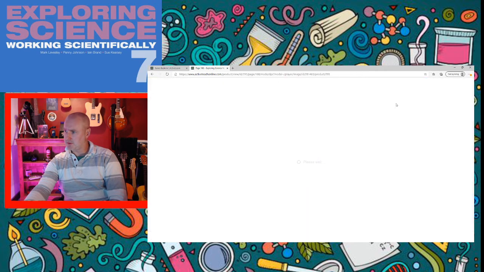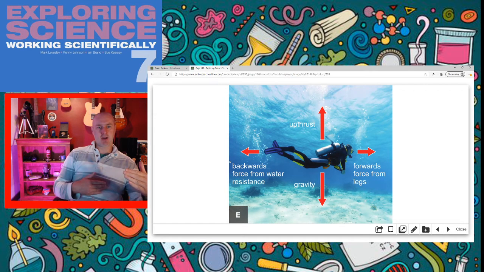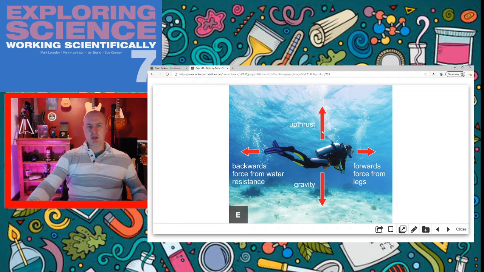So let's have a look at the diver. Now the diver here, he has 4 forces acting upon him. And you might recognize the fact that the bigger the arrow, the bigger the force. And you might see that the upthrust and the gravity are acting in opposite directions, but they seem to be equally sized, balanced forces. You might see that the forwards and backwards seem to be equally sized.